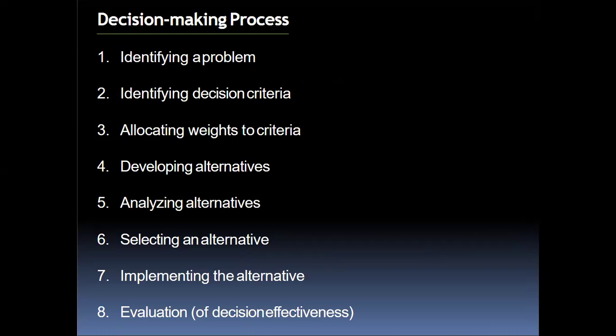What are the main aspects in decision making? First, starting from identification of the problem, how to identify various criteria to propose the decision, allocating various weightages to each criterion, developing the alternatives, then evaluating and analyzing the alternatives, and selecting the suitable alternative for further implementation. Then go for a final evaluation of whether this chosen alternative is feasible or not. If it is not a suitable alternative, then you have to fix what you have to do next.